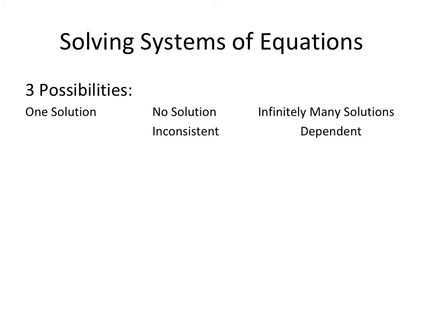When solving a system of equations, there are three possibilities. There's either one solution, no solution, where we say the system is inconsistent, or infinitely many solutions, where we say the system is dependent. We're going to be showing this in the next slide when we talk about specifically solving systems using the graphing method. So again, there's either one, none, or infinitely many.